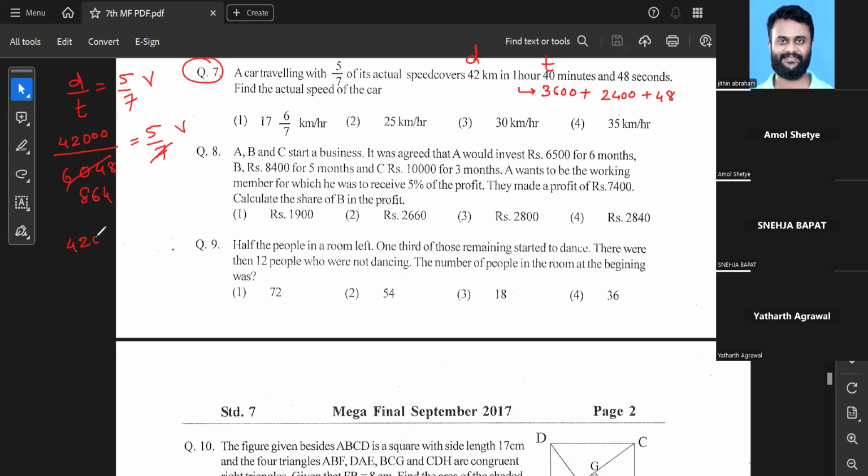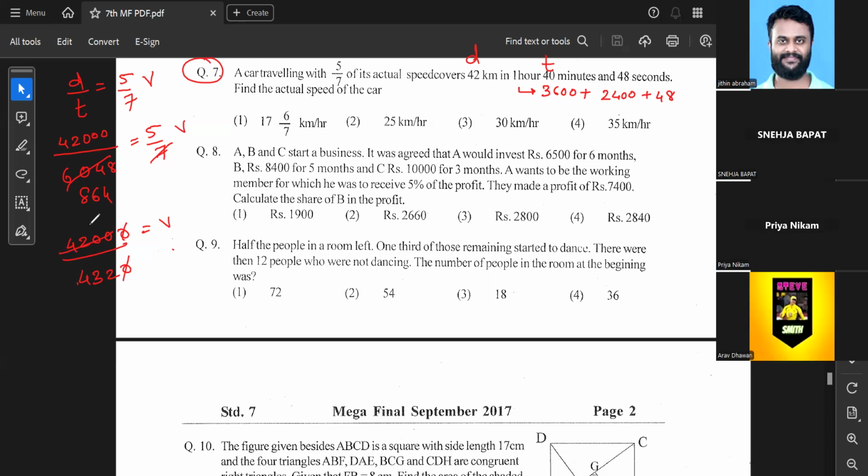So 42,000 divided by 4320, 0 gets cancelled, is equal to V. So reduction, just thinking what cancellation factors. It can be cancelled with 4. So when I cancel with 4, it is approximately 9.7.